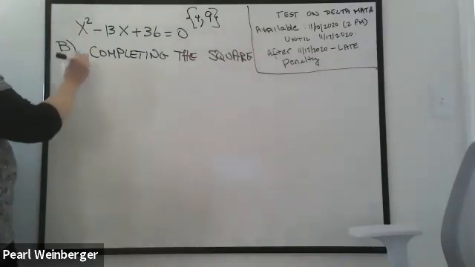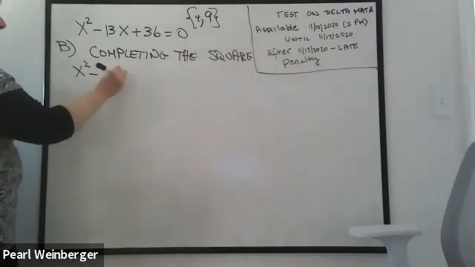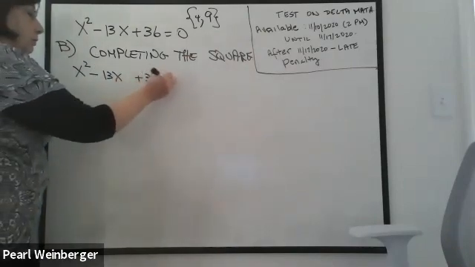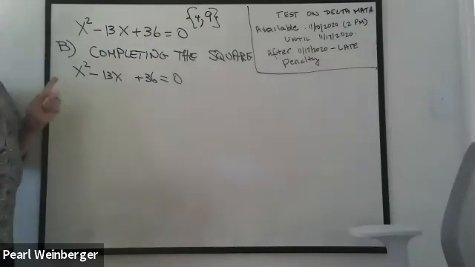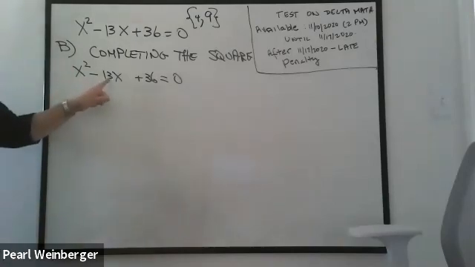Again, we're going to start with our x squared minus 13x plus 36 equals 0. Oh, actually, in this case, I do not want to use the completing the square method. I only want to use it when the number in front of the x squared is 1, which it is. In other words, my leading coefficient is 1, so that's good. And the number in front of the x should be an even number, because I'm going to have to take that number and divide it by 2.